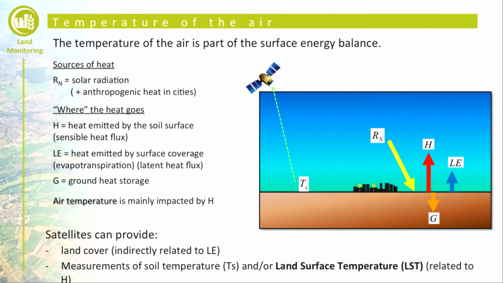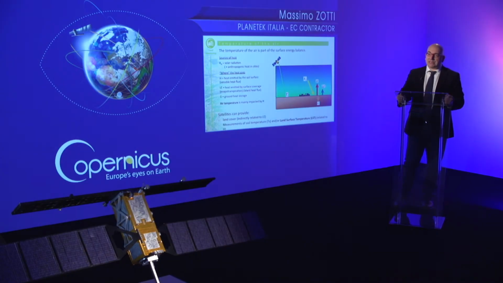The surface energy balance is generally evaluated by models. Remote sensing from satellite can provide useful information as input to these models. One is the estimation of the land cover, and another is the measurement of the soil temperature, or land surface temperature, which is directly related to the sensible heat flux.